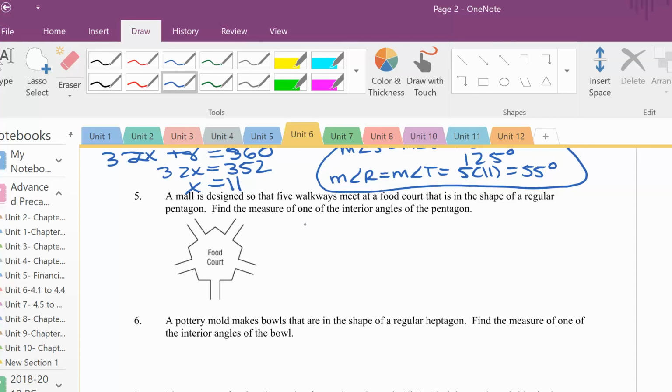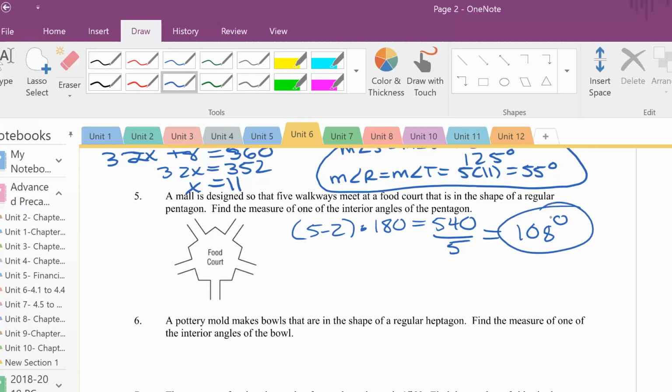Well, the pentagon has 5 sides and 5 angles. So (5 minus 2) times 180, that is 540. And since it's regular, that means they're all equal, so divided by 5. So that gives you 108 degrees. So one of the interior angles is 108 degrees.